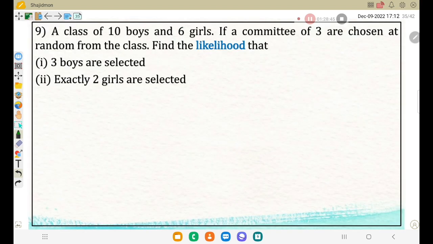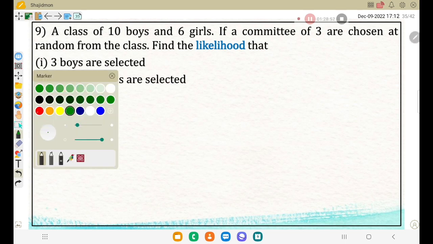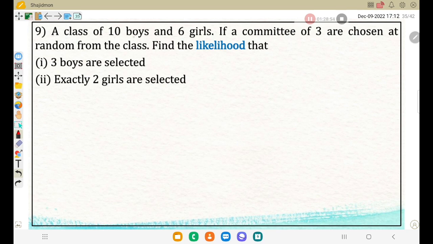Now we will go to question number 9. You can read the question. A class of 10 boys and 6 girls. In a class there are 10 boys and 6 girls. So how many students are there in total? 16, correct? 10 boys plus 6 girls, 16 students are there.